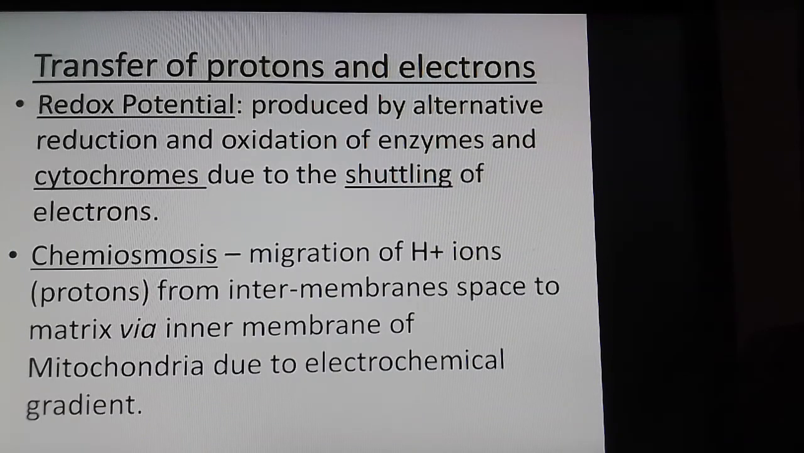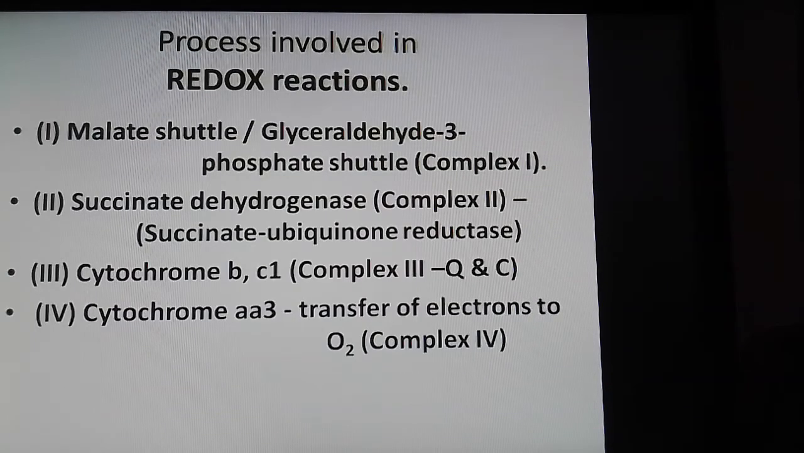So there happen these two processes of the transfer of electrons as well as the transfer of protons, which will be enabling the reduction of oxygen and then the formation of ATP, that we will explain in detail with the diagram. Now here these are the enzyme, coenzyme and cytochrome systems involved in the process of oxidative phosphorylation.